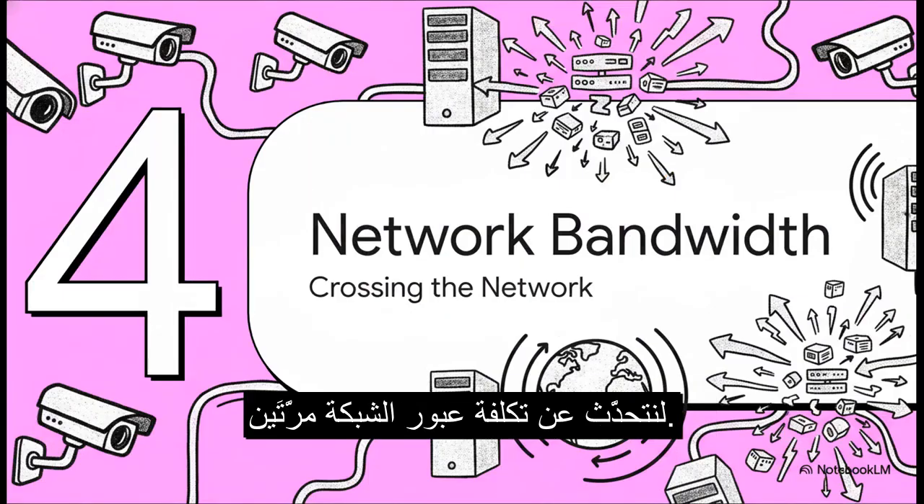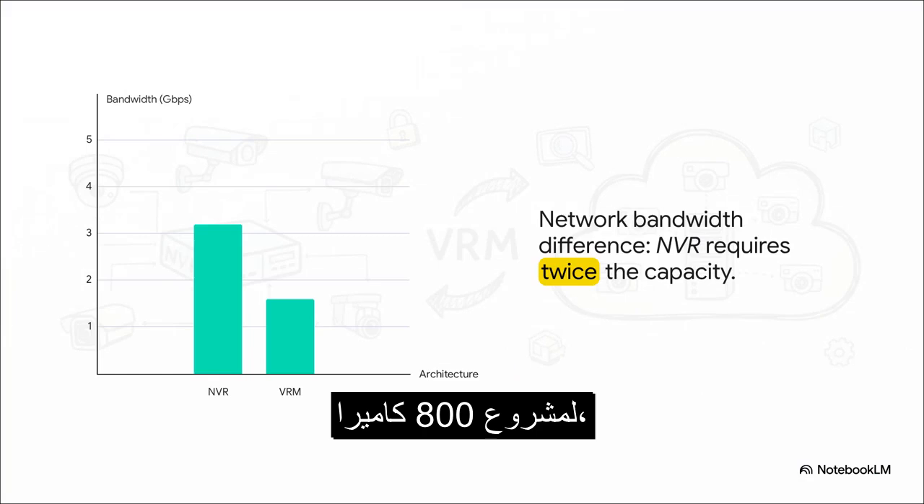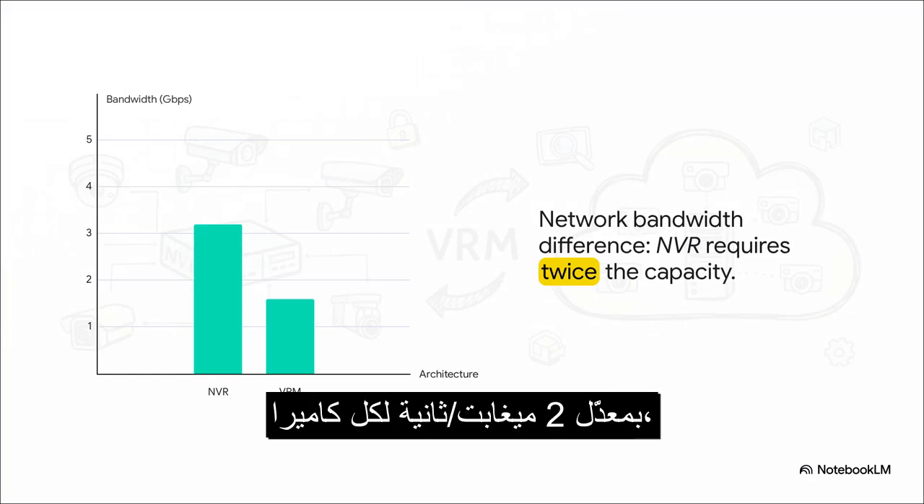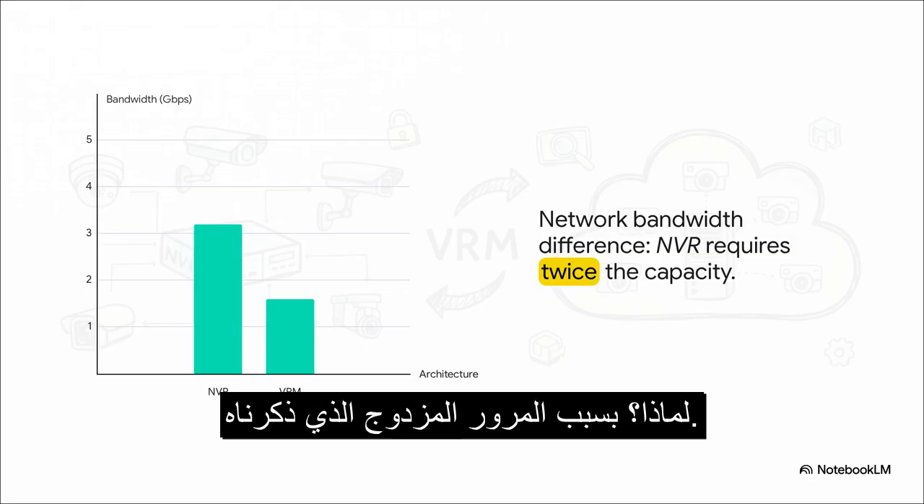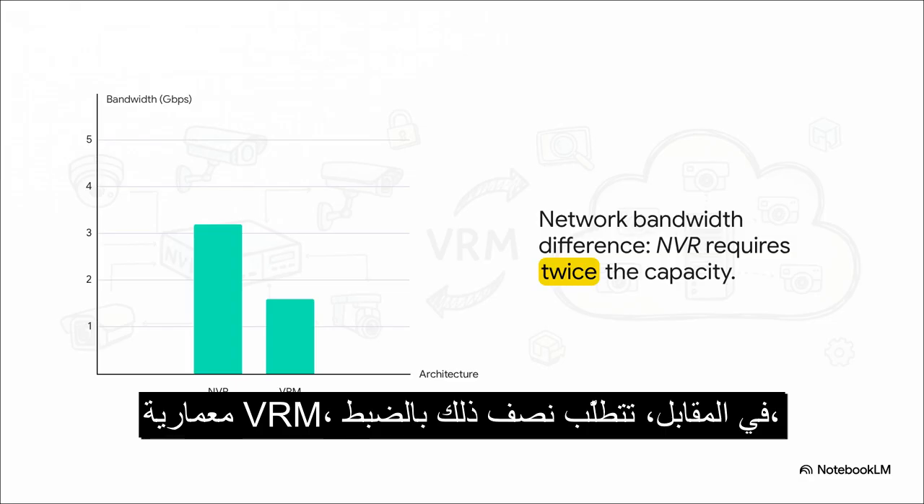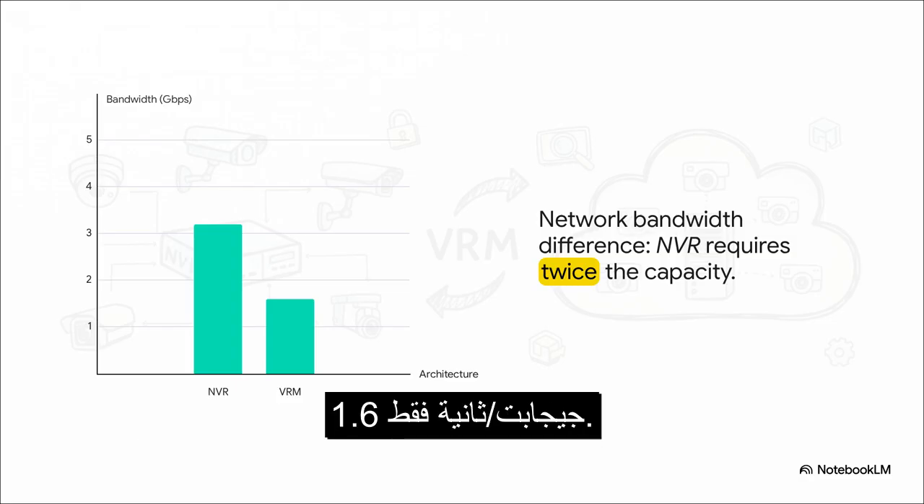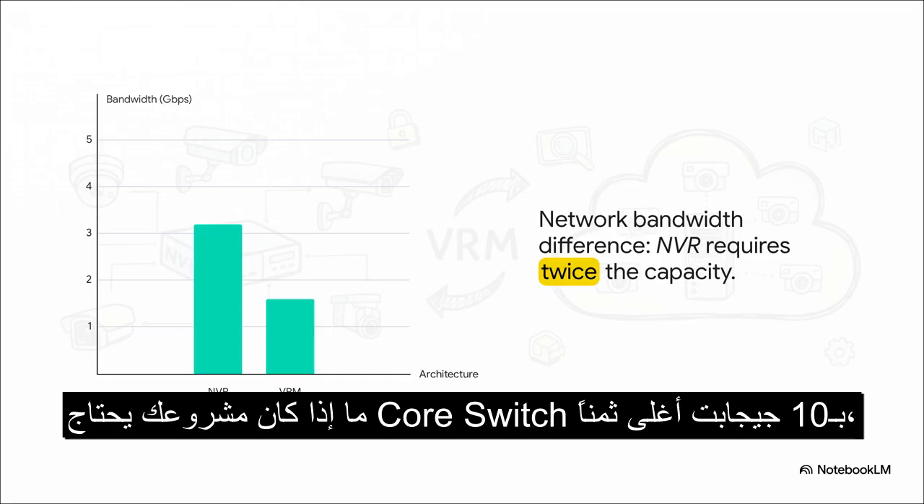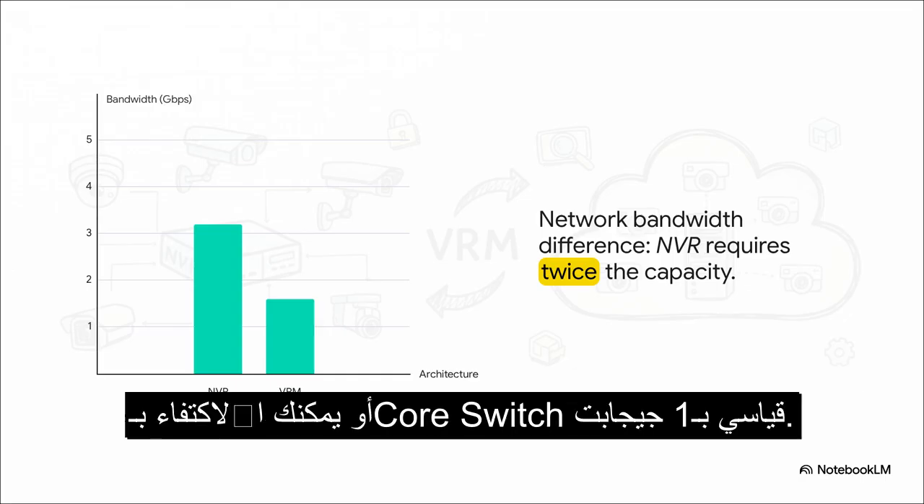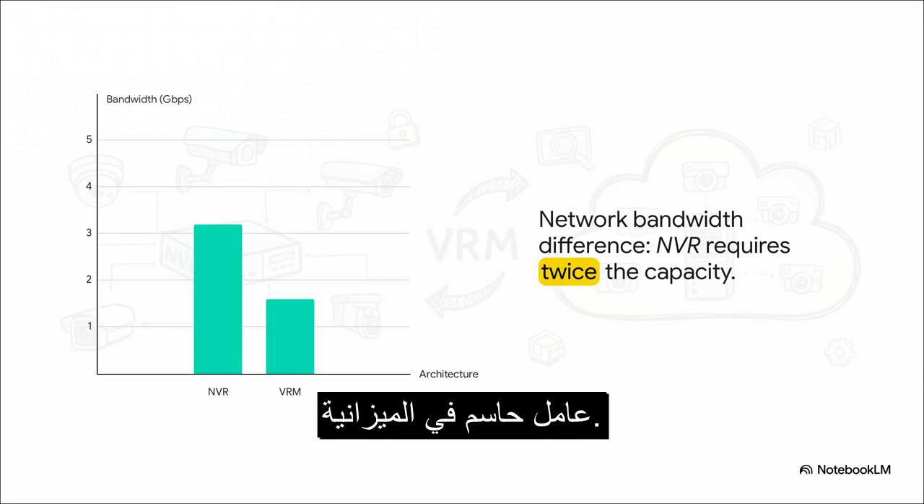Let's talk about the cost of crossing the network twice. So if we look at an 800 camera project running at 2 megabits per second per camera, a standard NVR architecture demands a massive 3.2 gigabits per second of network traffic. Why? Because of that double pass we talked about. The VRM architecture, on the other hand, demands exactly half of that, just 1.6 gigabits per second. And let me tell you, that 1.6 gigabit difference literally dictates whether your project is going to require a much more expensive 10 gig core switch, or if you can comfortably get by with a standard 1 gig core switch. It's a real game changer for the budget.